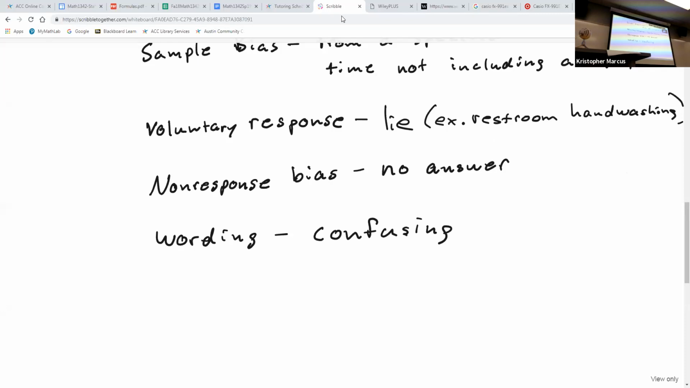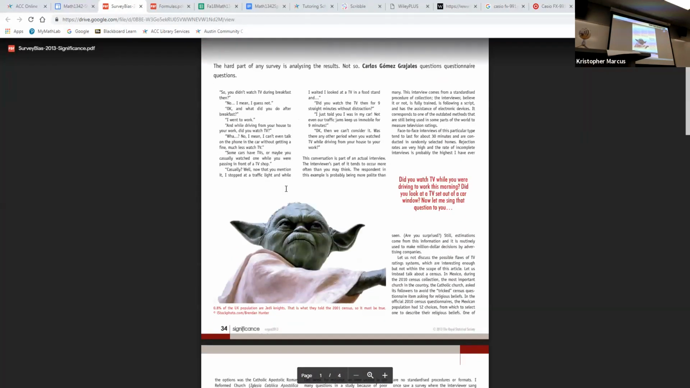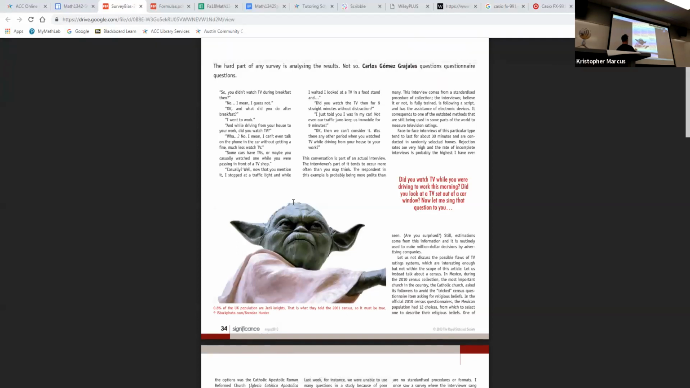One thing, for example, if you go back to the website and you want to play around, over here there's a link that says survey questions create bias. And this talks about an article. You don't have to read the whole thing, but there's some interesting things. 0.8% of the UK population are Jedi Knights, according to a survey. How are you going to argue that? I don't know. If that's what they believe they are, okay.